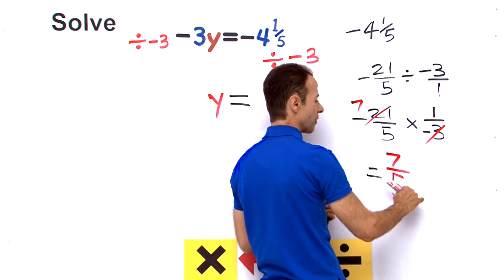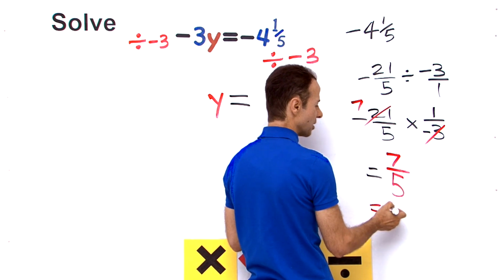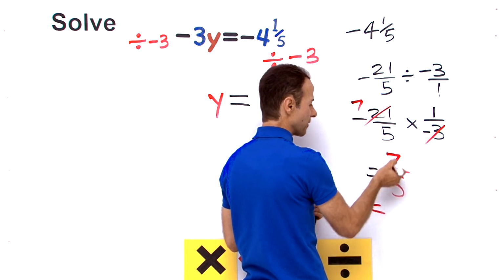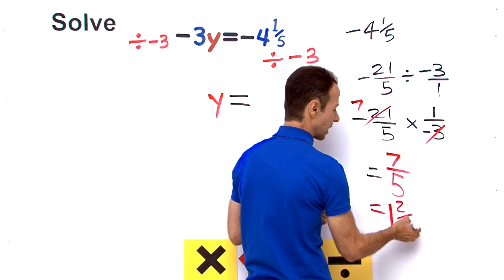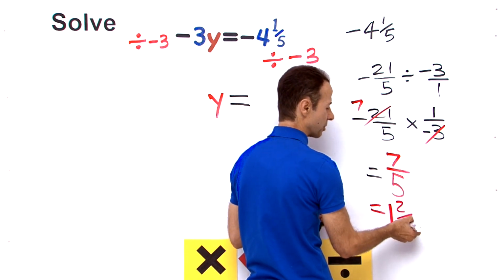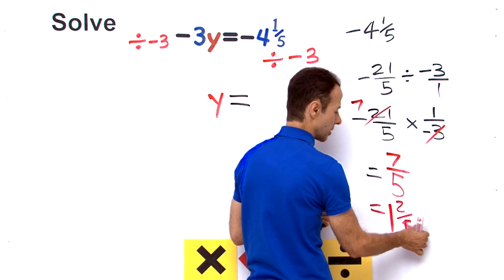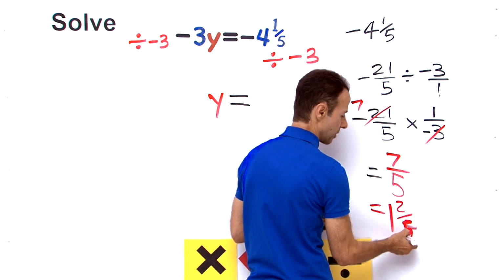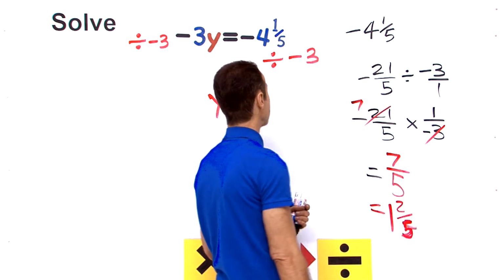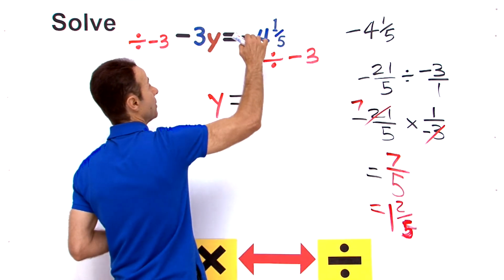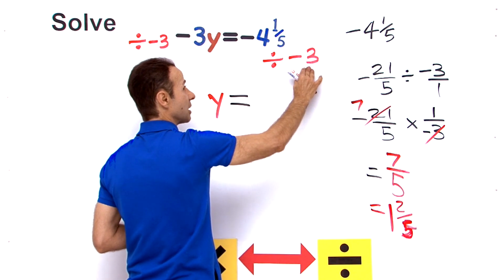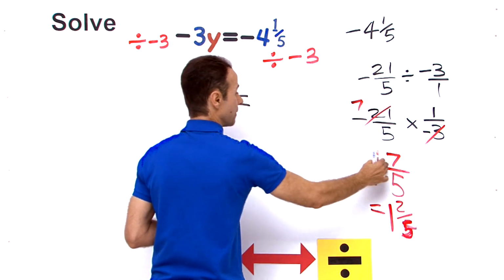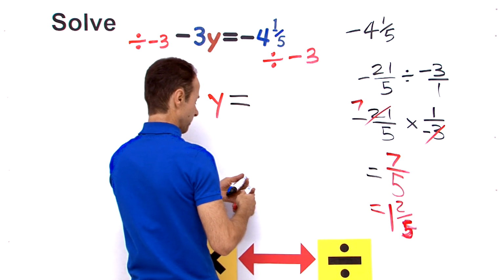So it's 7/5. Now you could write it as a mixed number: divide the bottom into the top. 5 goes into 7 once, remainder 2/5. That's another way to write it down, but both are acceptable. That's a 5 on the denominator. 1 2/5. Okay, so -4 1/5 divided by -3, that's going to give you a value of 7/5 or 1 2/5.